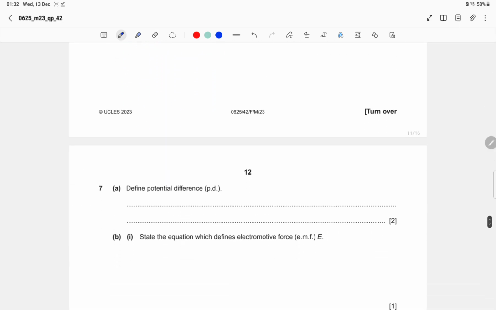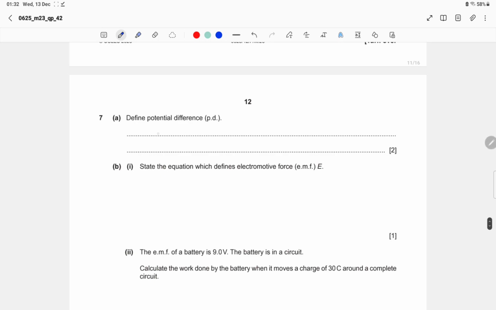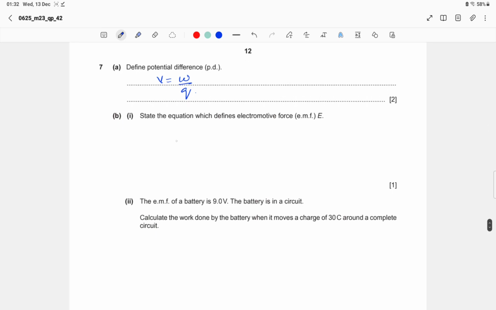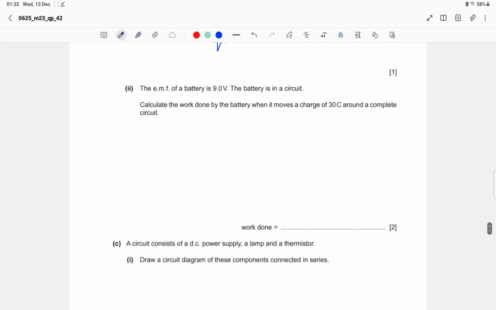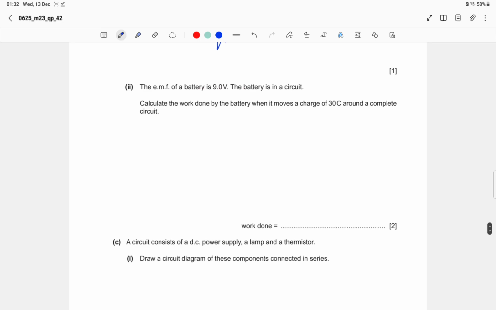Okay, define potential difference. Potential difference is the amount of work done in moving a unit positive charge from infinity to that point. Electromotive force has the same formula, W over Q. The EMF of a battery is 9 volts. The battery is in the circuit. Calculate the work done when it moves a charge of 30 coulombs. So 9 times 30, 30 is 270 joules.